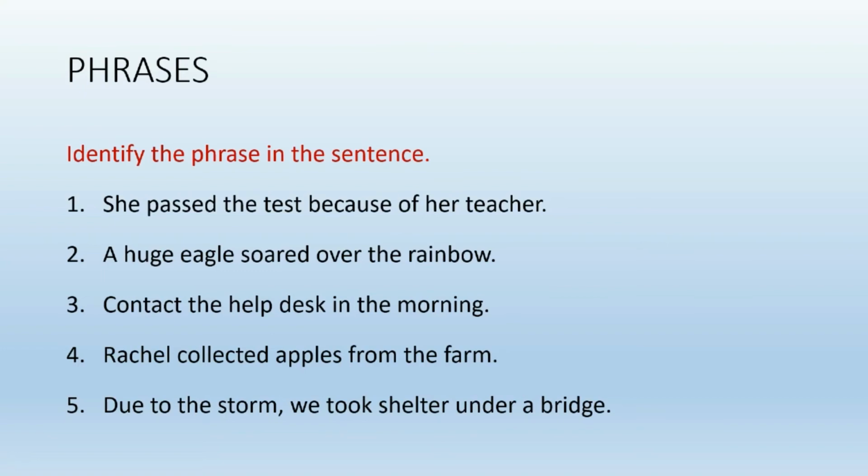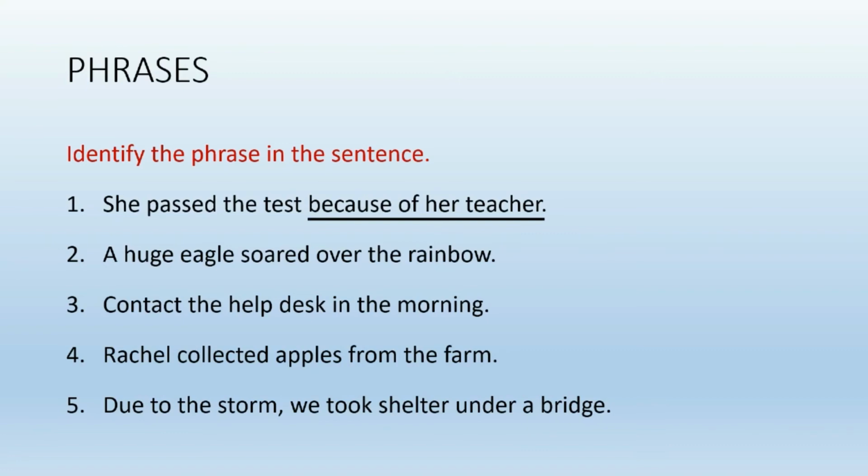So let us identify the phrases in these sentences. Let me read the first one. She passed the test because of her teacher. Now here in the first part of the sentence, there is already a verb, passed. So let us check the next part of the sentence. So what would be the phrase? Because of her teacher.